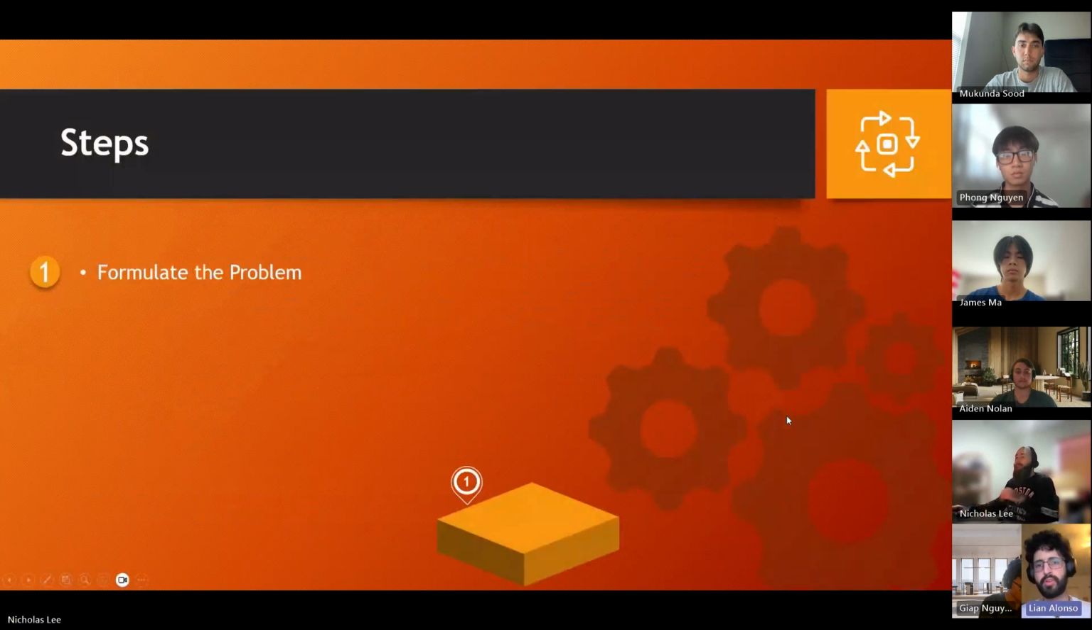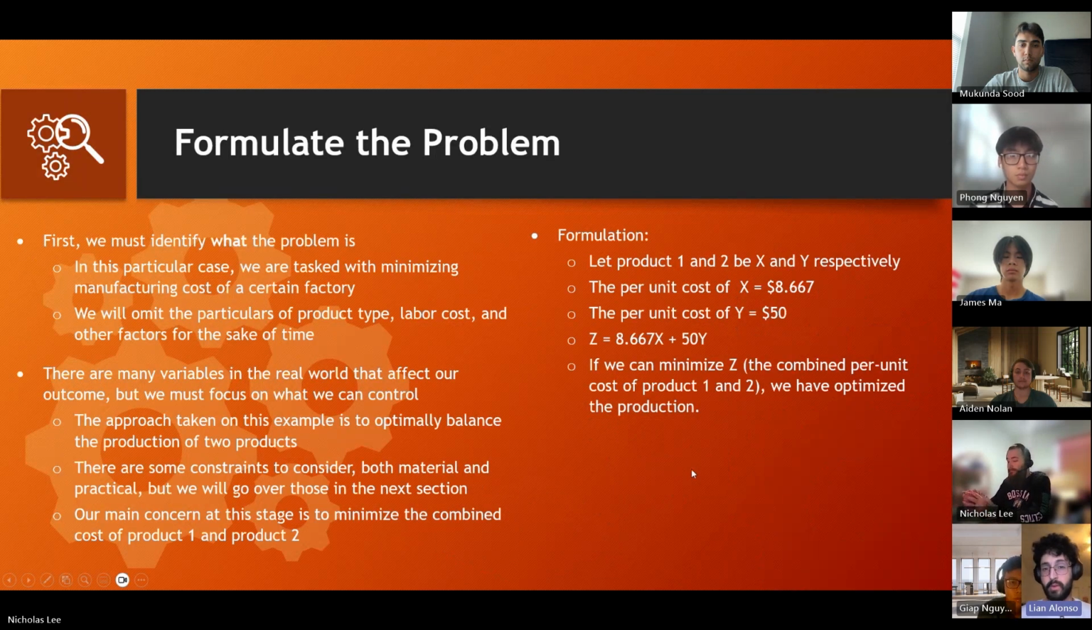Thank you, Nick. My name is Liam, and I'm going to go over the problem formulation, which is the first step of the problem. The first thing we have to do is identify what the problem is. Like we mentioned before, it's just minimizing the cost of production. In this specific case, we're going to look at two products and try to minimize the combined cost of these products.